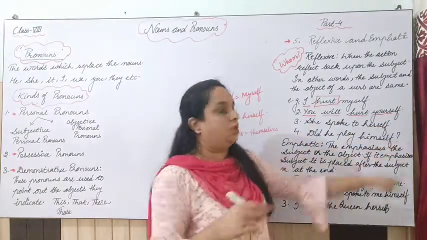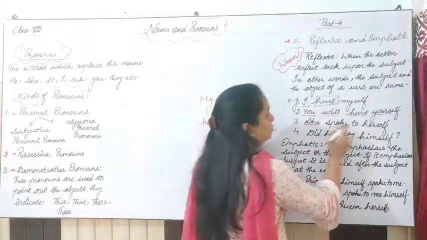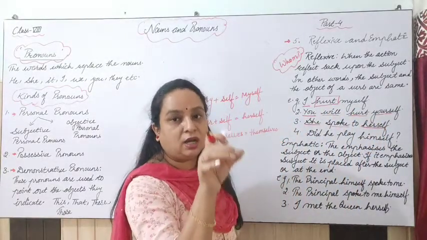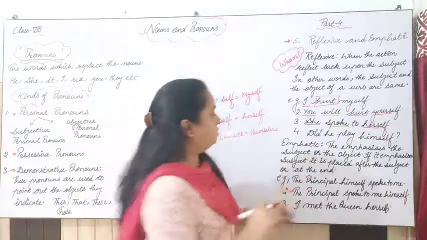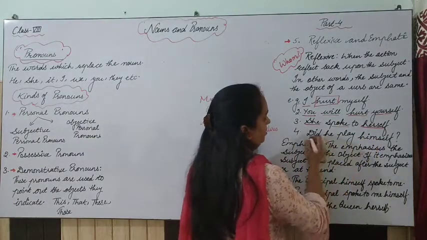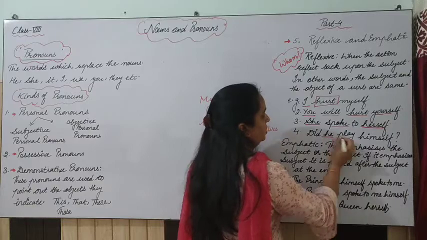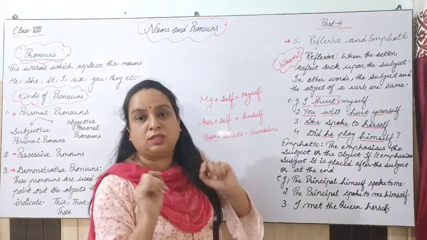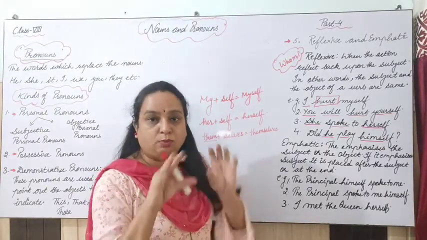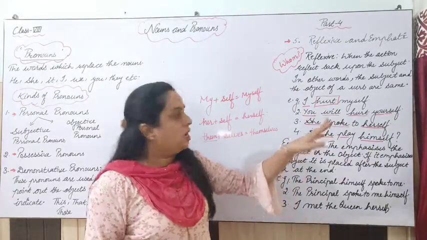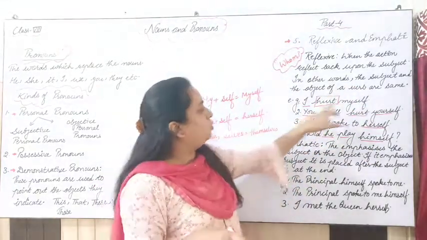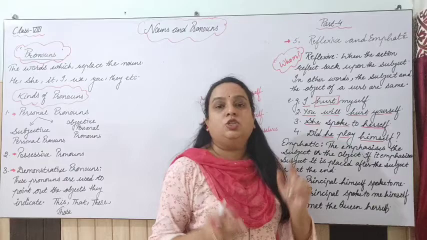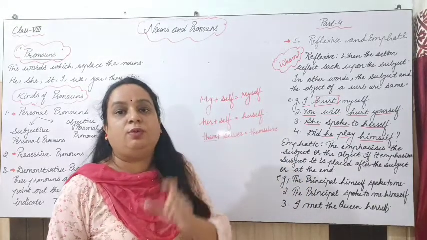She spoke to herself. Now she is the subject, spoke is the verb, and herself is the object. It means she and herself are the same. So this is reflexive. Did he play himself? So did is the helping verb, he is the subject here, play is the main verb, and the object is himself. So he and himself are the same, right? Here I and myself, both the same. You and yourself, the same. She and herself, the same. He and himself, the same. So in that case, that will be a reflexive pronoun, right?